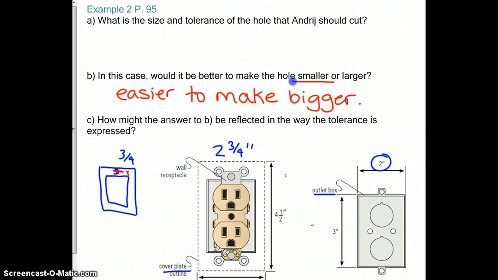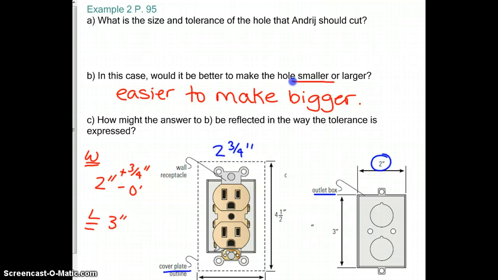So then for part C, how could we express the answer to be reflected in a way that the tolerance is expressed? So since it's easier to start with the smaller hole and make it larger, we could rewrite this as the width being 2 inches, because that's your minimum value, plus your tolerance, and minus nothing. And you could write the length as 3 inches plus your 1.5 inches, because again, that's your tolerance, minus 0 inches. So we're just taking our minimum values.